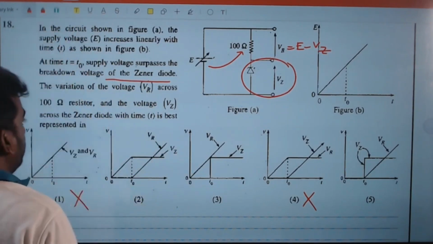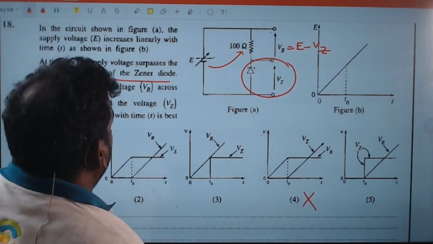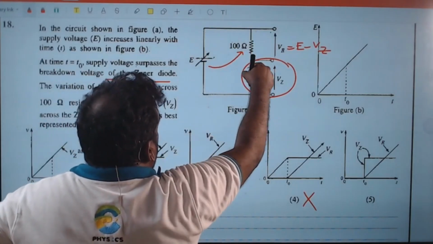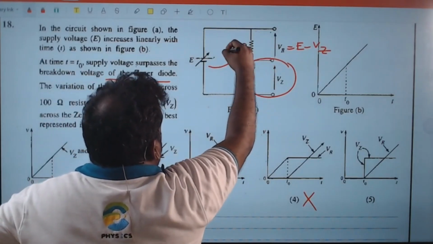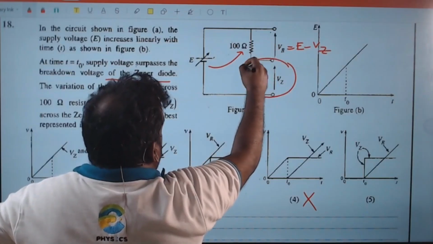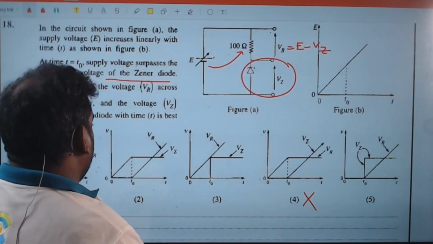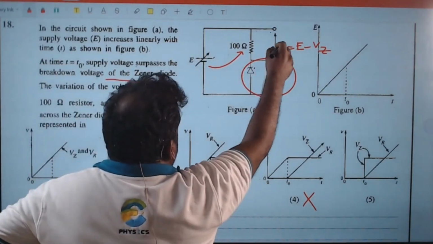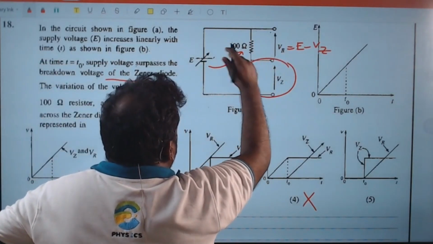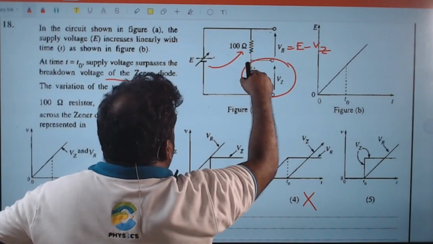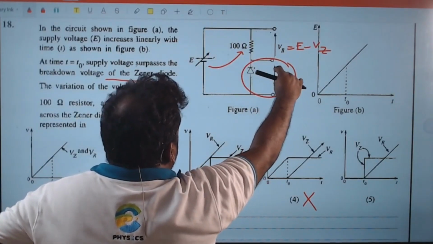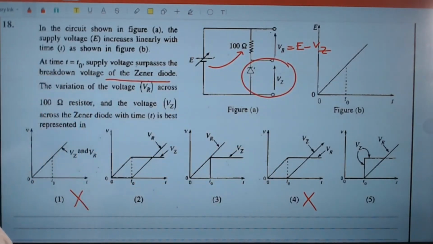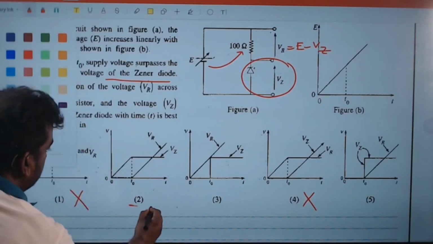Now look. When I keep on increasing the voltage, current can't go. Current can't go means voltage across this will be 0, because reverse bias. So, here current will not pass through initially. Surpasses, current is allowed to pass through. Voltage here is Vz. Remaining voltage there. So looking at this, the correct answer is answer number 2.